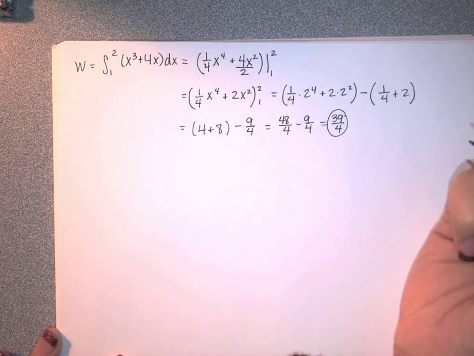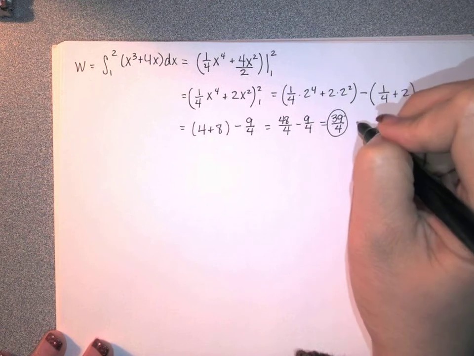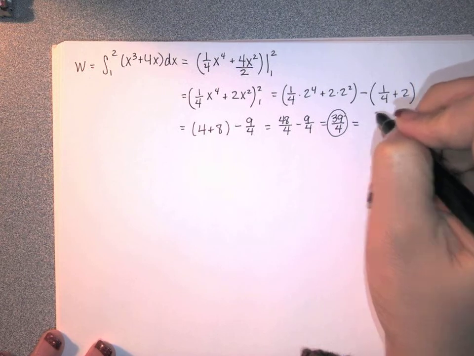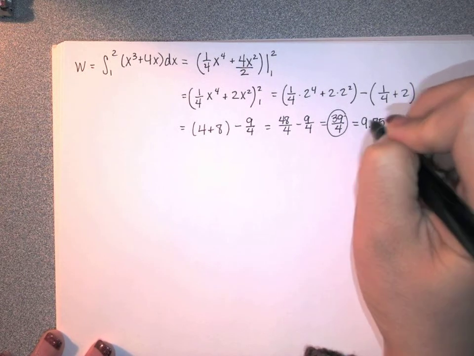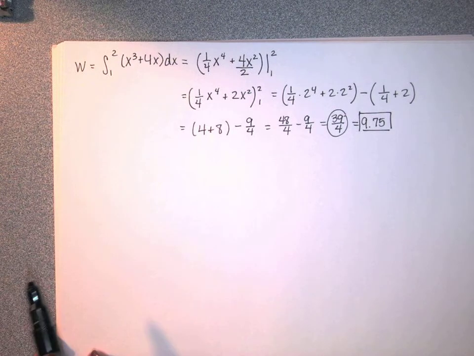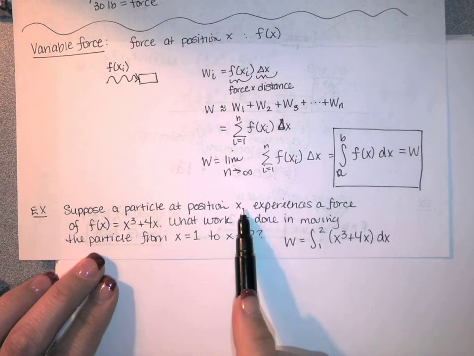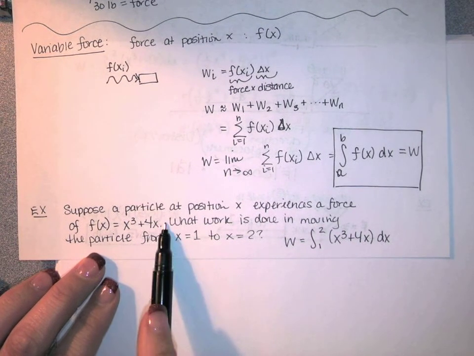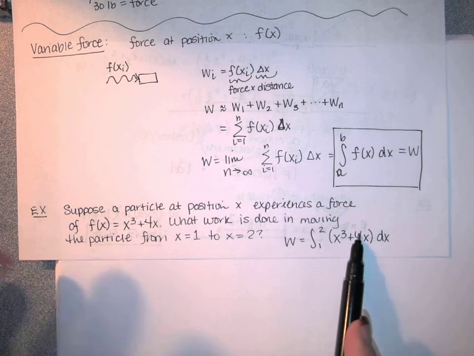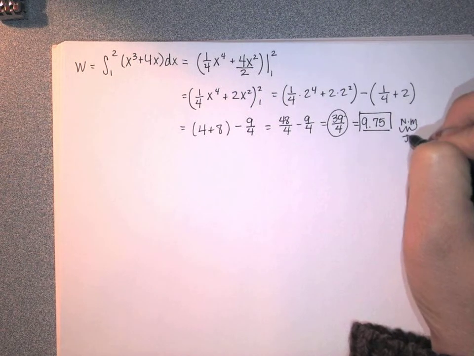All right. Or if you prefer, 4 goes into 39, what, 9 times? So this is 9.75. And I'm not sure what the units are because I didn't tell you what the units of this original force were. I just told you that the force was this at position x. So we're going to take the units of force and we're going to multiply by the units of this displacement. If this is in newtons and that's in meters, this is 9.75 newton meters, and a newton meter is a joule.